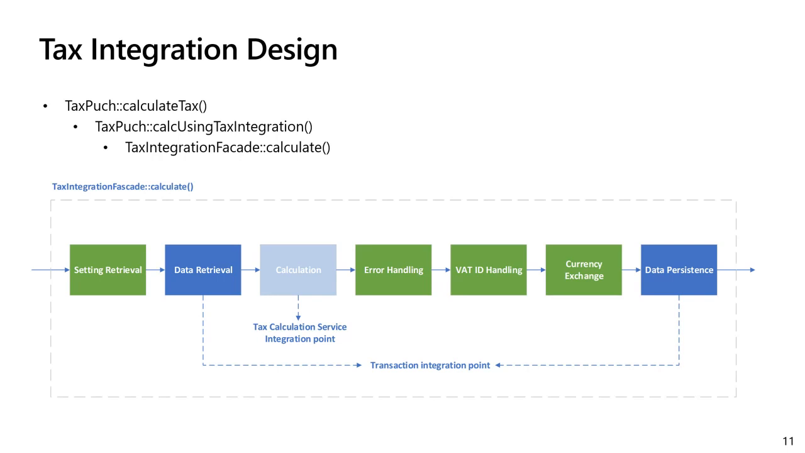Overall, you will see there are different colors. When you want to integrate your own transactions, the two stages you need to focus on are data retrieval and data persistency. If you want to integrate with your own calculation engine, the light blue blocks are what you need to focus on. And all the green blocks are commonly used for all the other transactions and other services.